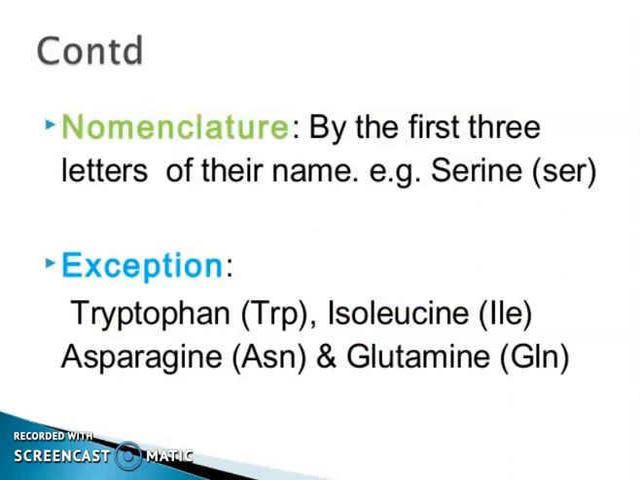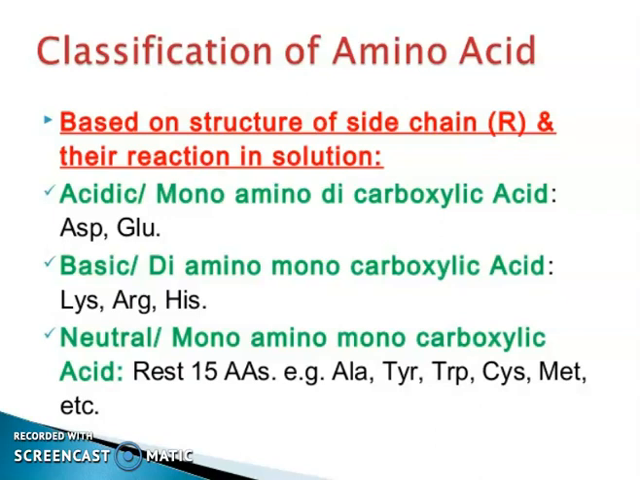Nomenclature is by the first 3 letters of their names, with exceptions such as tryptophan, isoleucine, asparagine, and glutamine. Now friends, classification of amino acid is based on the structure of the side chain and their reaction in solution. Acidic: monoamino dicarboxylic acid, aspartic acid, glutamic acid. Basic: diamino monocarboxylic acid, lysine, arginine, histidine. Neutral: monoamino monocarboxylic acid, the rest 15 amino acids.